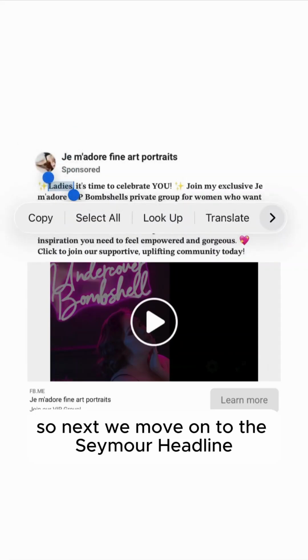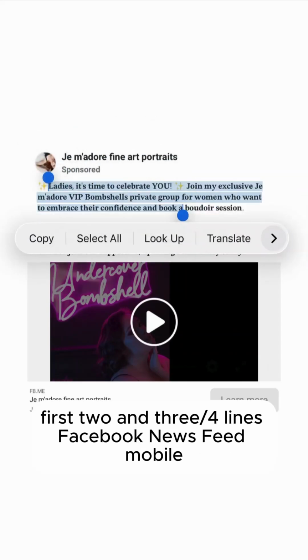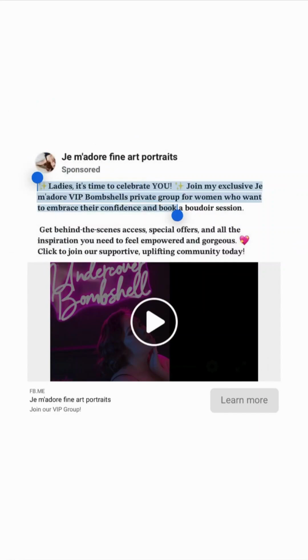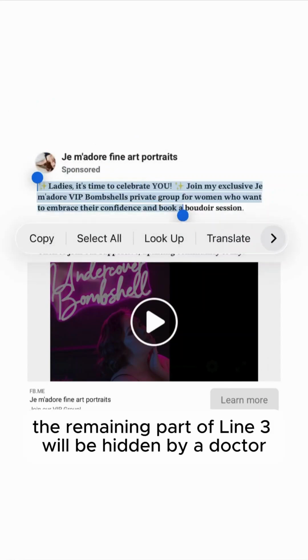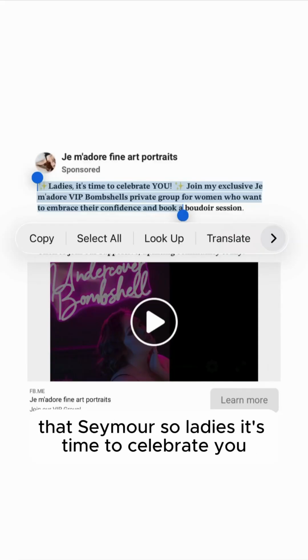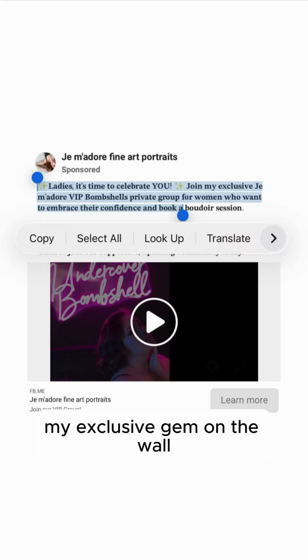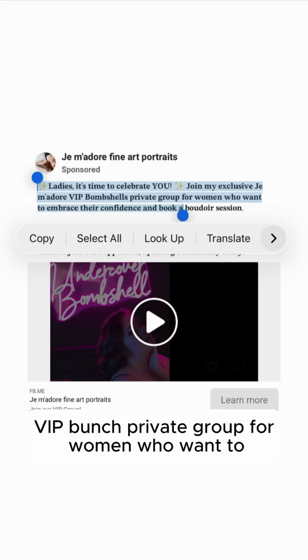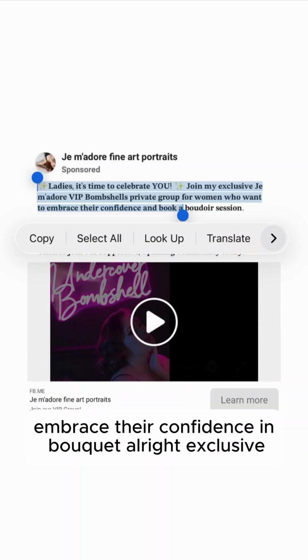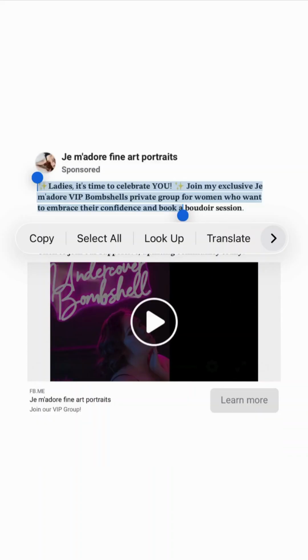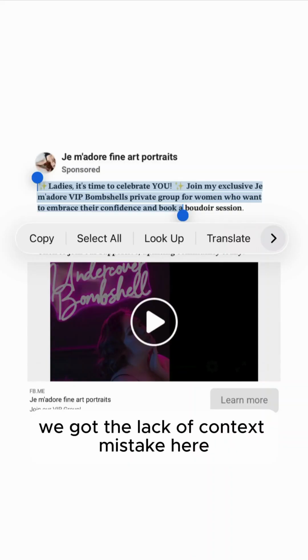So next we move on to the see more headline. First 2 3/4 lines, Facebook newsfeed mobile. The remaining part of line 3 will be hidden by a see more. So ladies, it's time to celebrate you. My exclusive J'aime Boudoir VIP bonus private group for women who want to embrace their confidence and book a shoot. Okay, so yeah, we've got the lack of context mistake here.